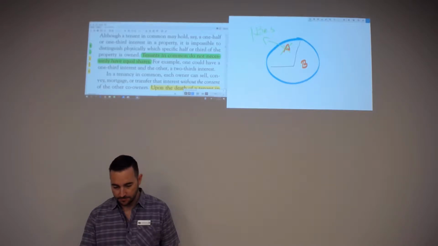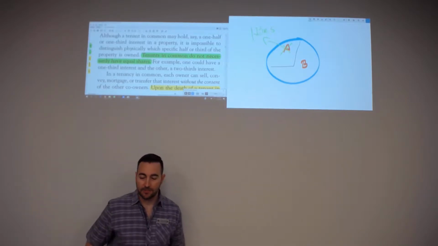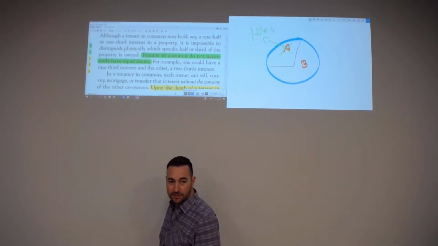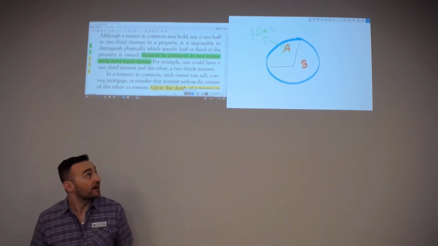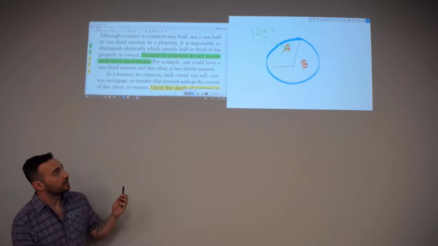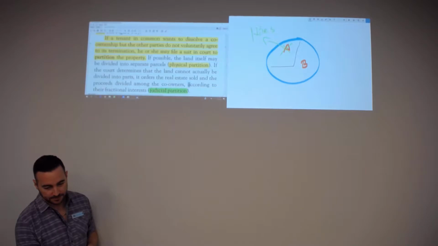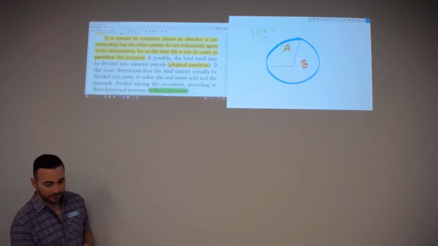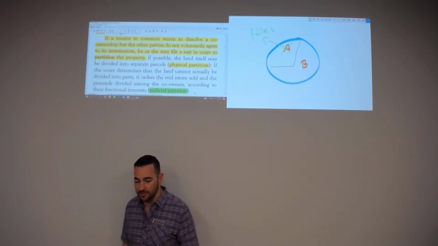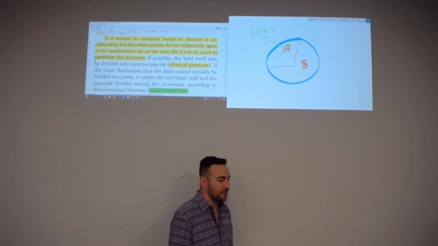Next page. It also says right here, if a tenant in common wants to dissolve the ownership, but the other parties do not voluntarily agree to its termination, he or she may file a suit. All right. So if a tenant in common wants to dissolve co-ownership and the other parties do not voluntarily agree to its termination, he or she may file a suit in court to partition the property.